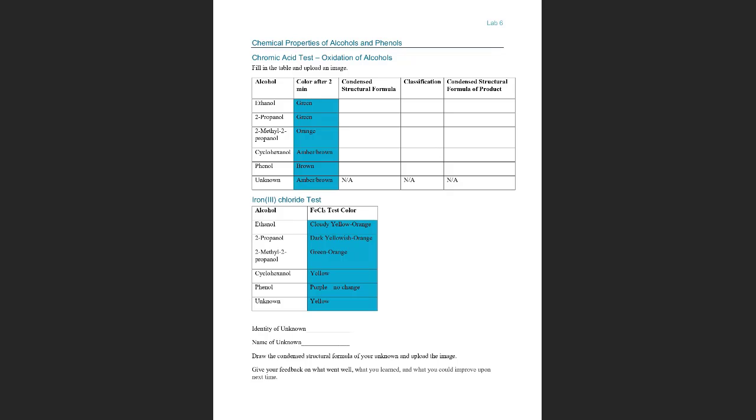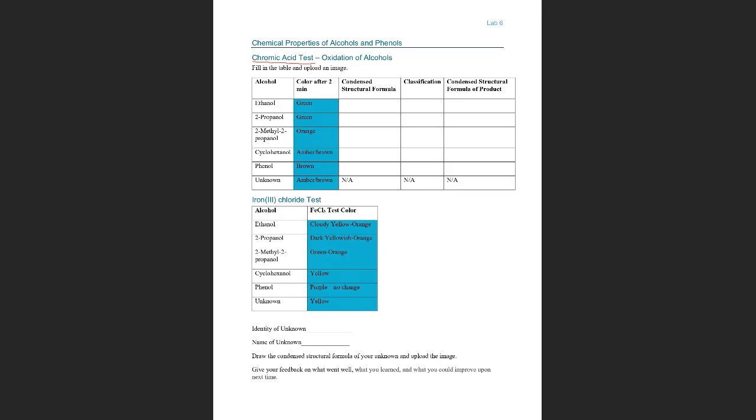The next test is the chromic acid test. Let's go back. So you are given this data. You will add just 8 drops of each of the 6 alcohols, same alcohols: ethanol, propanol, 2-methyl-2-propanol, cyclohexanol, phenol, and your unknown. And you will add 2 drops of chromate solution.